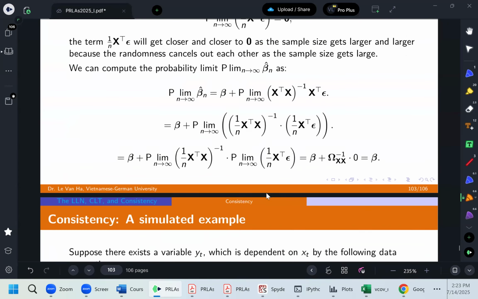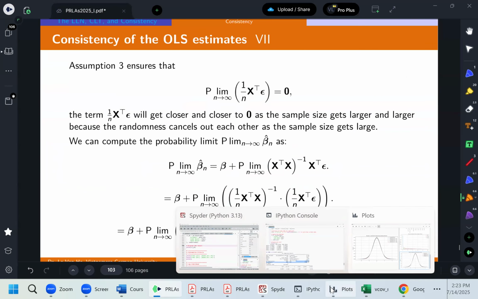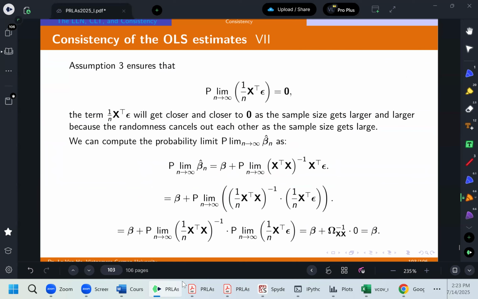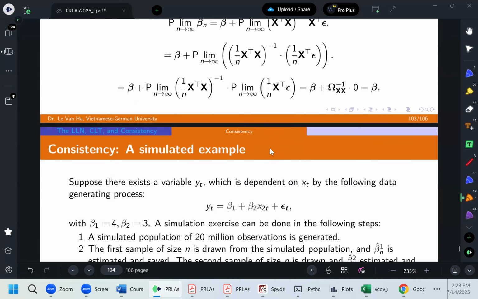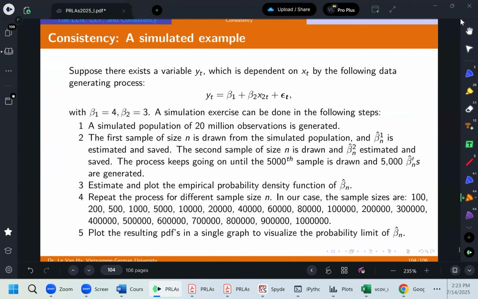So let's say I just simply repeat what I said in the morning. But now you need to implement this idea in Python. I want you to show, this is the problem, right? Suppose there exists a variable yt which depends on xt by the following data generating process. You take beta 1 equal to 4, beta 3 equal to 3. The simulation exercise can be done in the following steps. 1, a simulated population of 20 billion observations is generated.